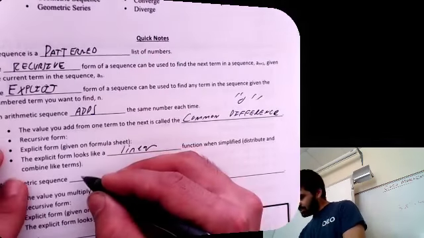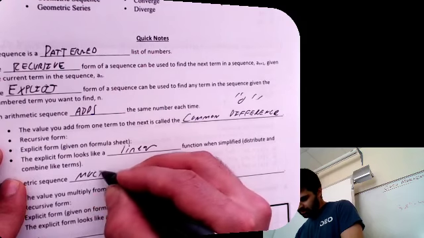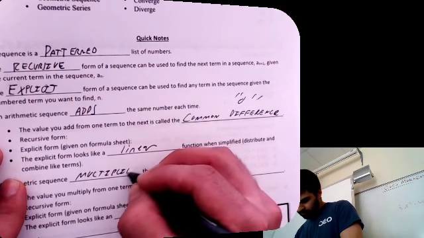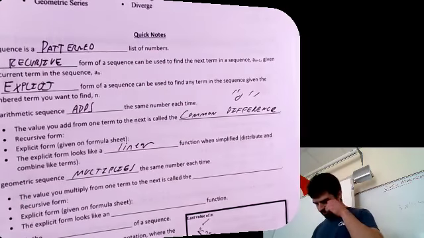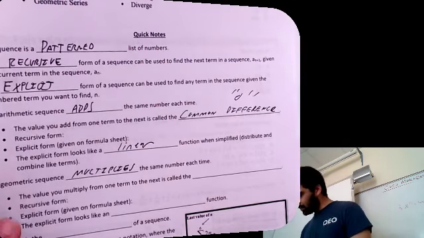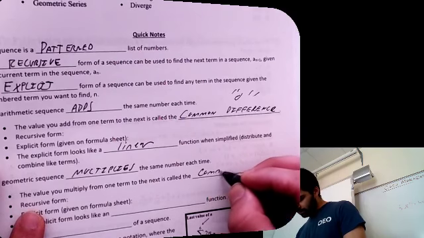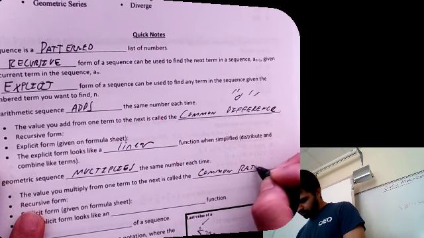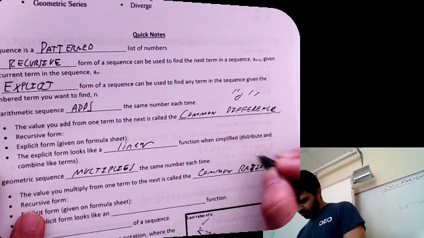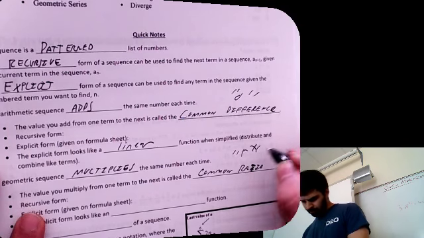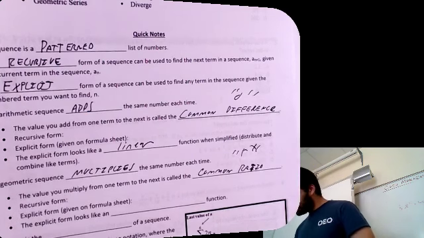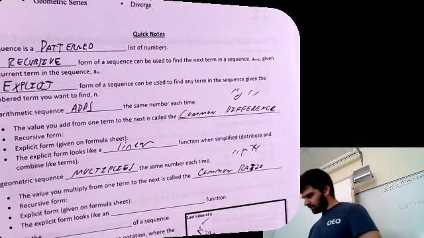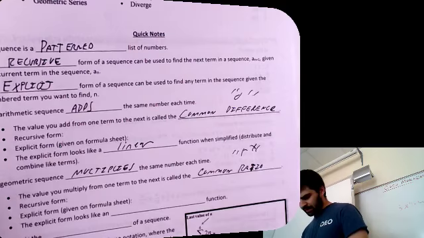The geometric sequence multiplies the same number each time. The value you multiply from one term to the next is called the common ratio. That's going to be r. The explicit form looks like an exponential function.